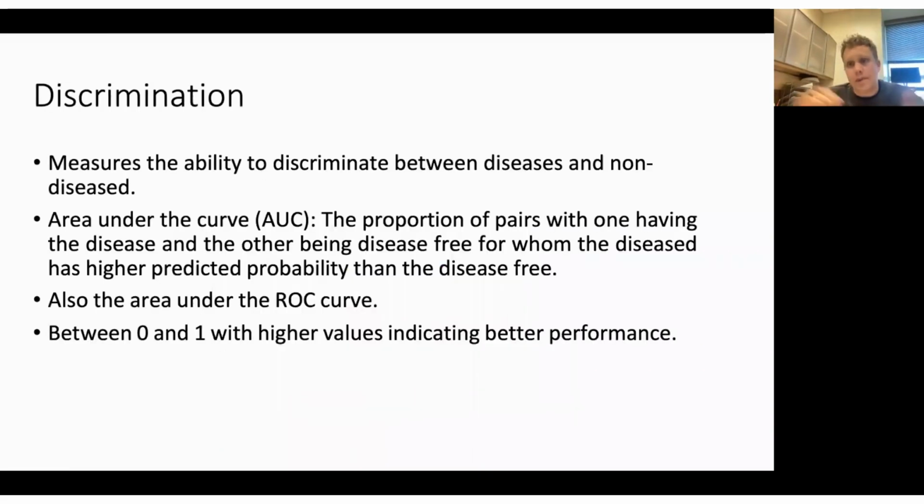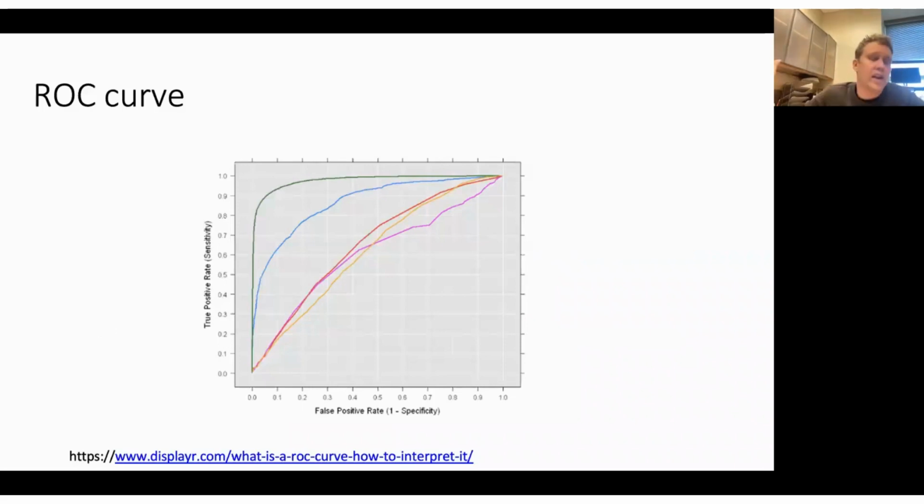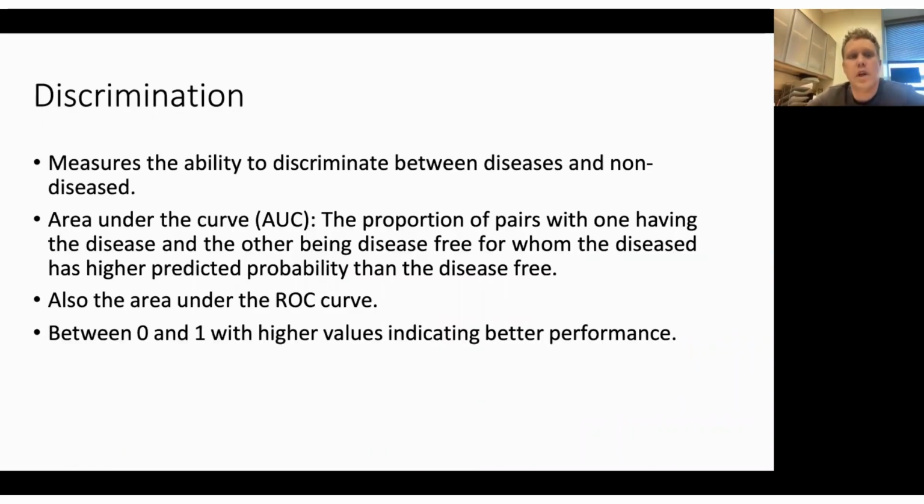And an AUC, you can both think about it as the area under the ROC curve, but it also has an alternative interpretation as a discrimination variable or a measure of discrimination. So AUC measures the ability to discriminate between the disease and non-disease. And in addition to being the area under the curve, the AUC also has a somewhat complex interpretation where you take 2 observations. You take 2 participants where one of them has the disease and the other one does not have the disease.